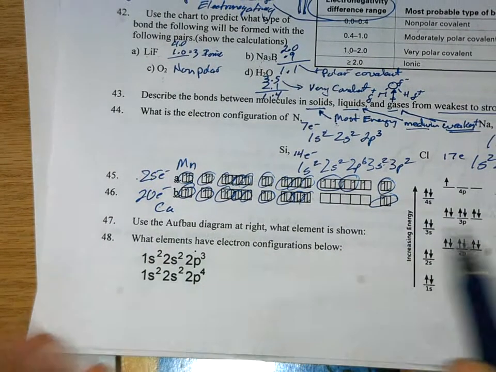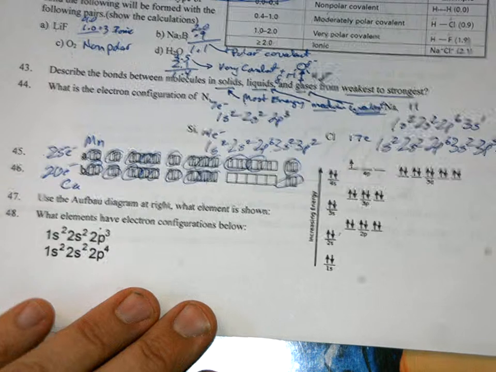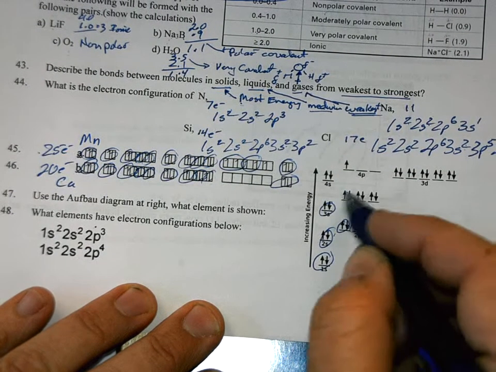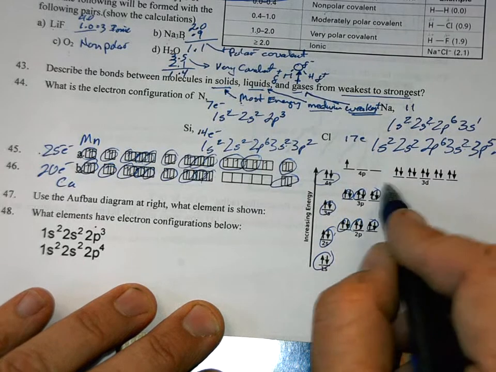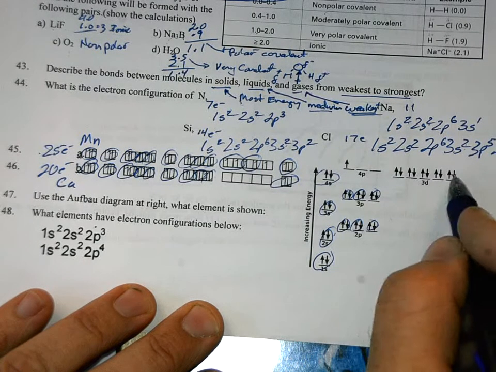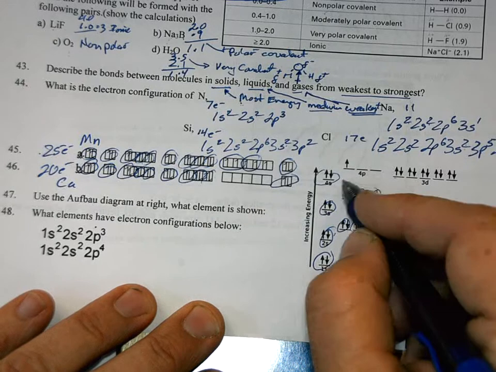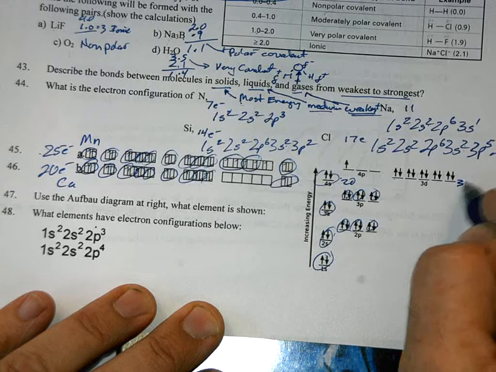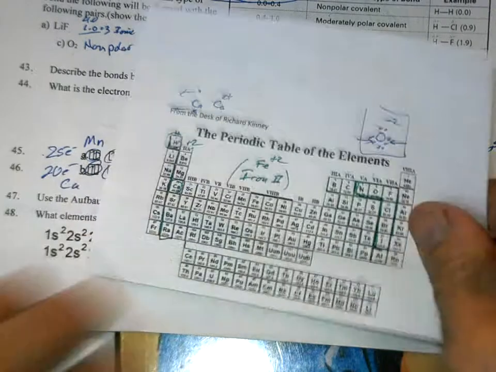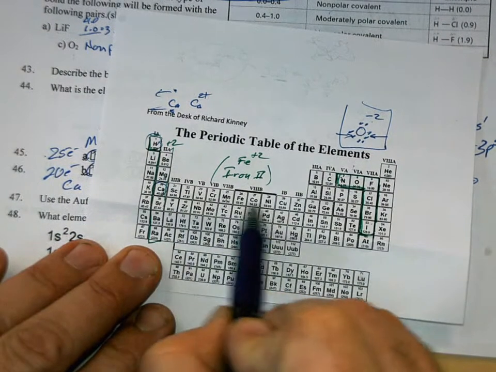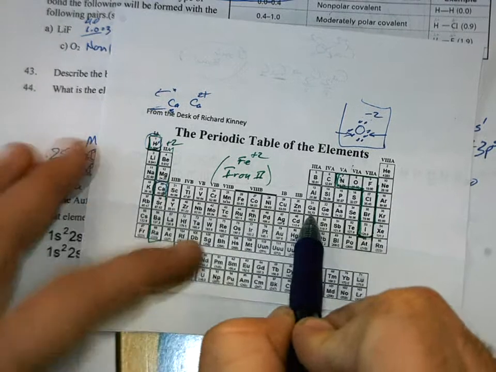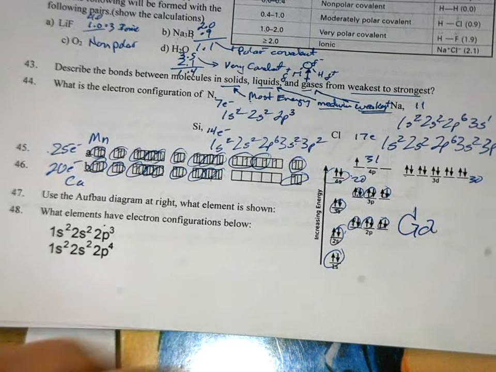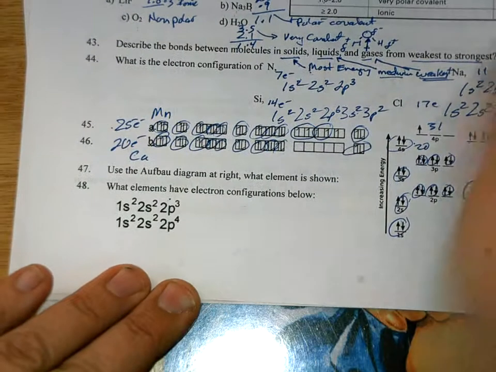Use the orbital diagram at right. What element is shown? Just add up the electrons and look on the periodic table. 2, 4, 6, 8, 10, 12, 14, 16, 18, 20. Okay, I know there's 30 there, so that was 20 here. So, excuse me, there's 10 here, so that's going to make this 2, 4, 6, 8, 10, 12, 14, 16, 18, 20 electrons. We add 10 more, that'll be 31 electrons altogether. And on the periodic table, atomic number 31 is going to be gallium, Ga. That's the element gallium.